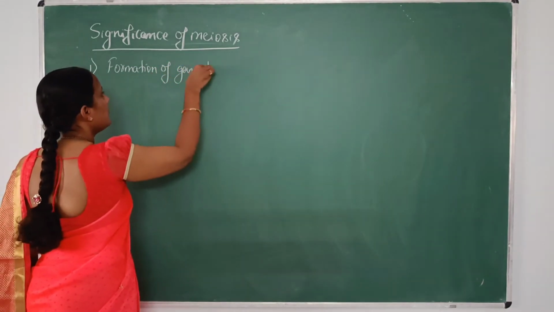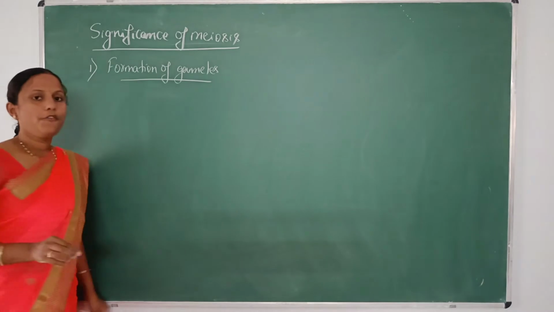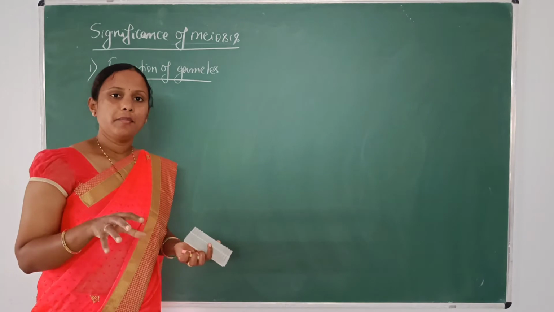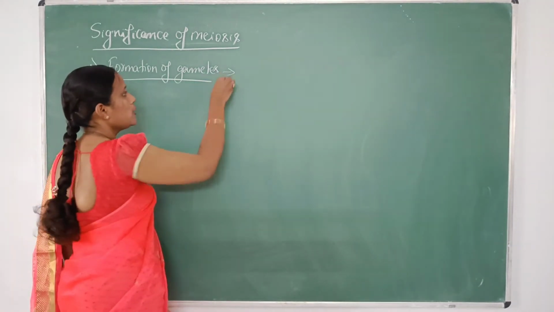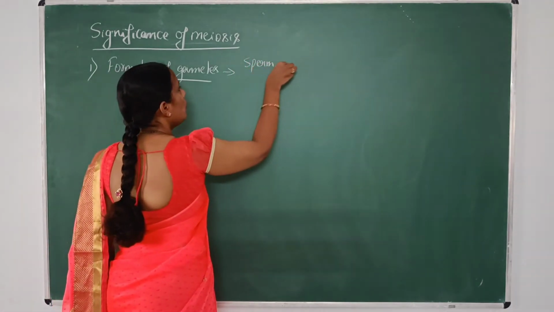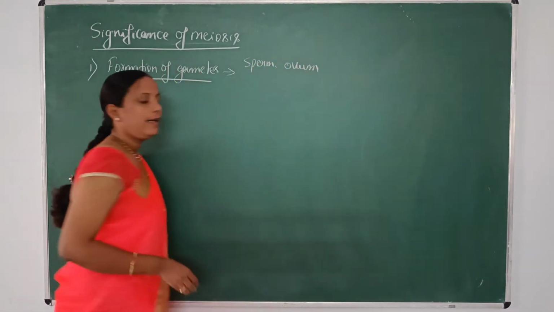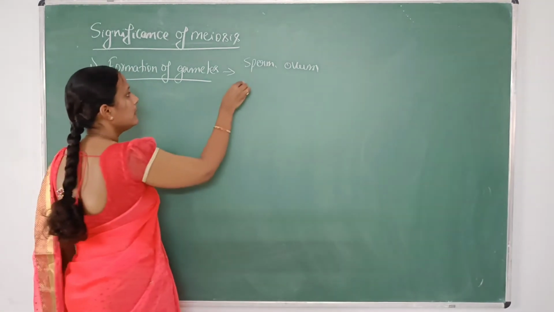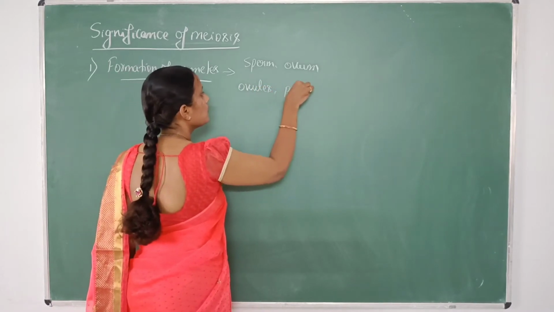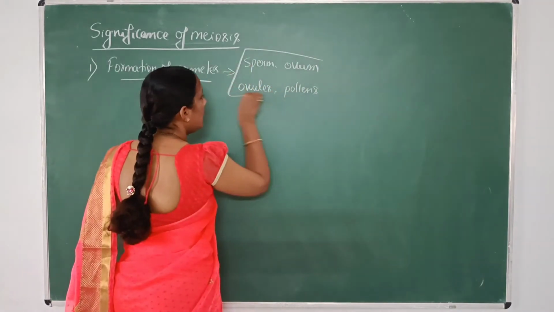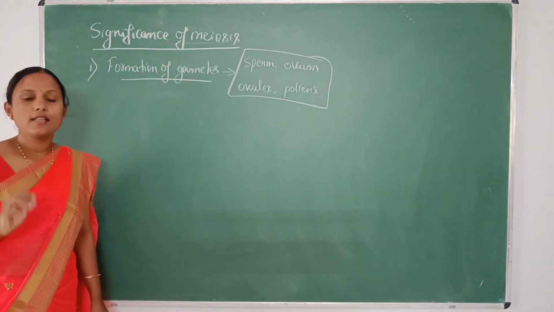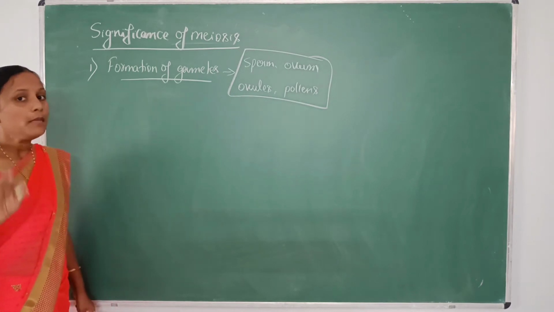Formation of gametes. In case of sexually reproducing organisms, it may be plants or it may be animals, there is a formation of gametes. For example, sperm, ovum, and in case of plants, there is formation of ovules, pollens, and all of them are formed upon meiotic cell division. That is the very first significance of meiosis.